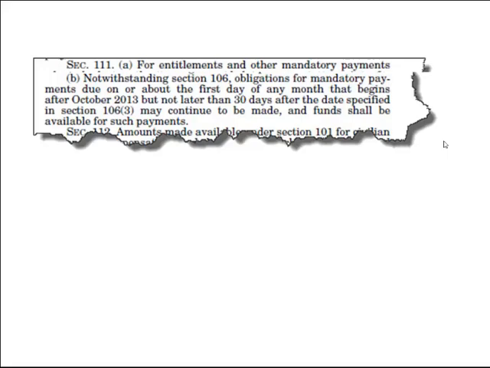Note that anomalies are frequently started with the term notwithstanding. Using notwithstanding is like saying, forget what I told you about the purpose, funding, and duration in the earlier part of the bill. Here are some exceptions to that.